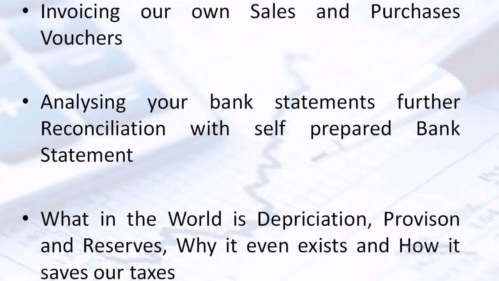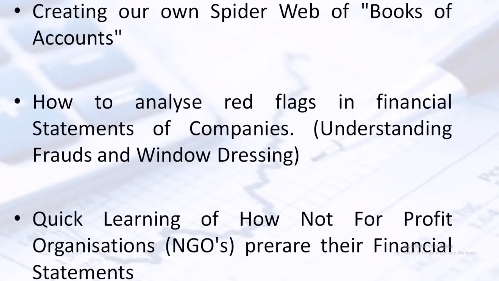We are going to analyze what in the world is depreciation, provision and reserves, and how we can manipulate all these adjustments to save our taxes, and why in the world 99% of frauds happen around these terms only. We are going to create our own spider web books of account. We are going to reach a level where with just one quick look into any financial statement, we'll be able to analyze any red flags of frauds, window dressing, or any clerical mistakes.